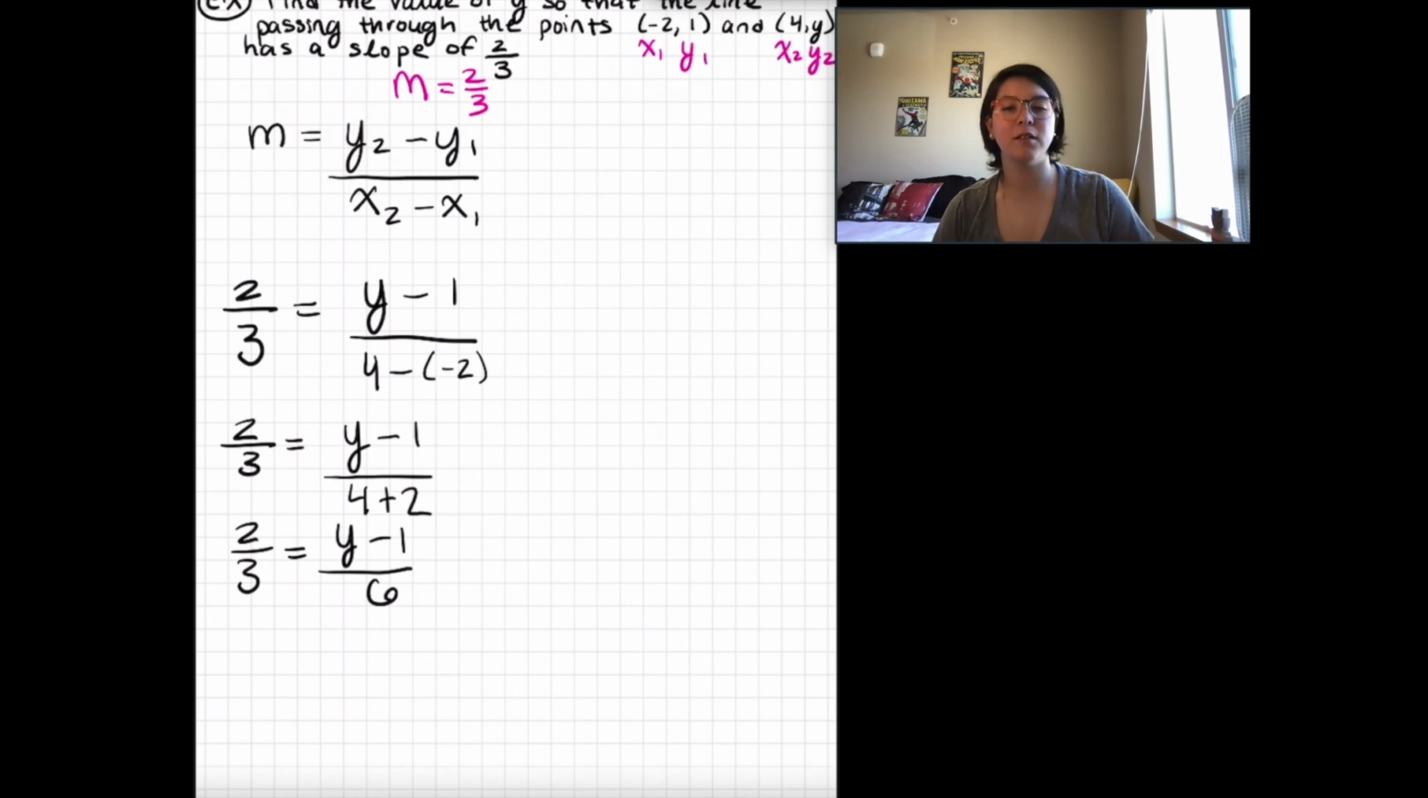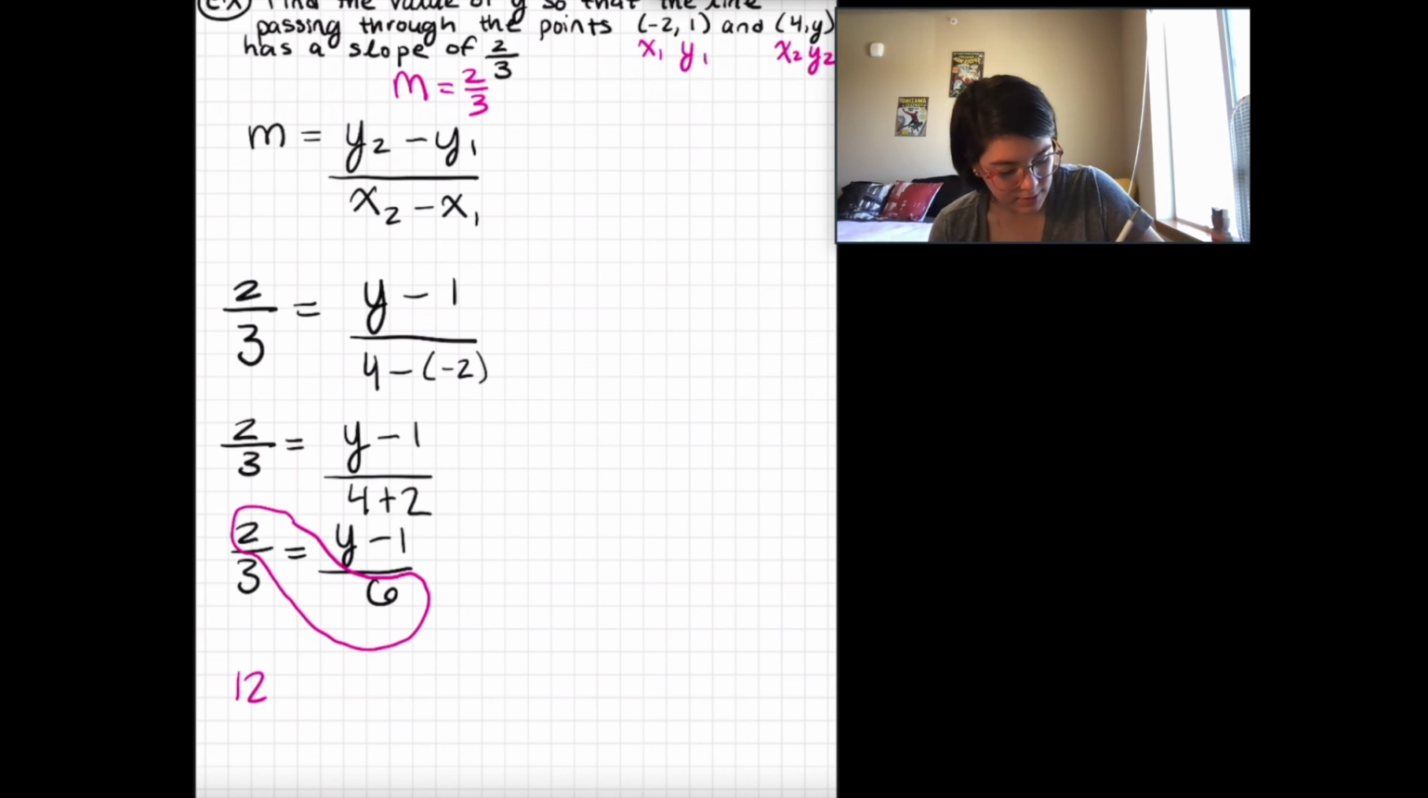Maybe that's looking a little daunting right now, but that's okay. We can do this. Remember, when we have two fractions on both sides of the equal sign, what we can do is cross multiply. So cross multiply is where we take our numerator on the left, so 2, and we multiply by the denominator on the right, so 6. So 2 times 6 is 12. It's equal to, and then we'll do the same thing with our remaining sides.